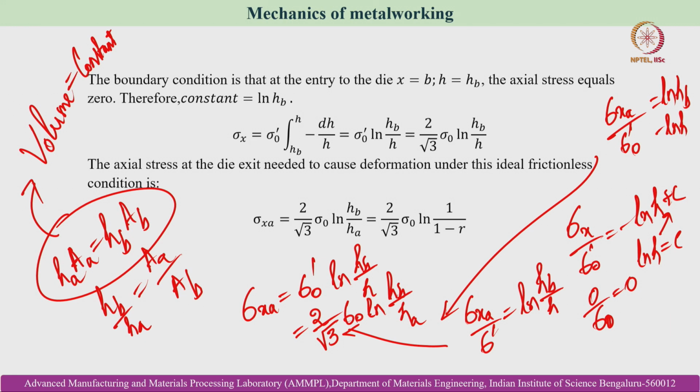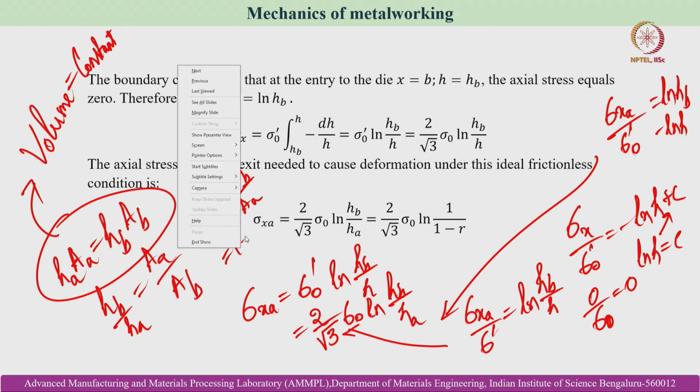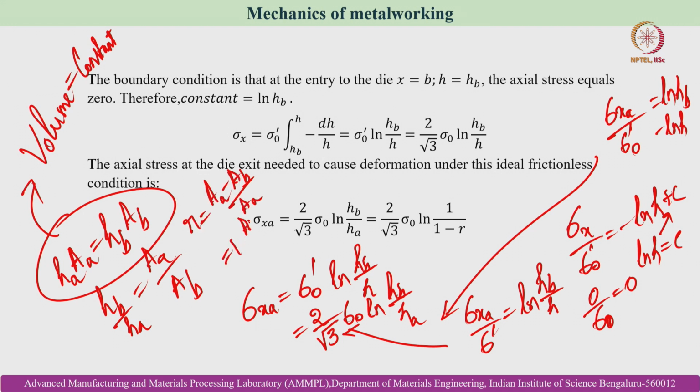So, then what is R? R is basically nothing but the initial area minus the final area, divided by the initial area. So, that means 1 minus A_b by A_a. So, A_b by A_a is equal to 1 minus r.